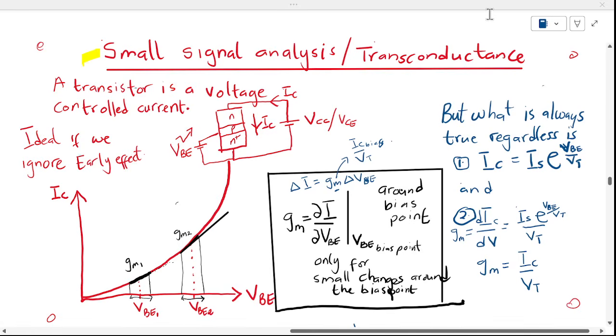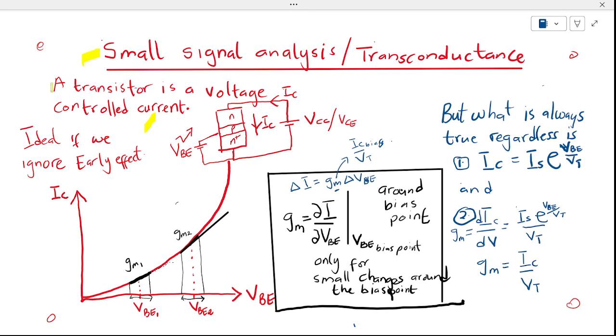Okay, hi. So in this video, I am trying to keep it as short as possible. So I decided to write out the information rather than writing it in real time to make the video very short. So what we are briefly going to describe is the small signal analysis, and that will also bring out the whole idea of transconductance very well.